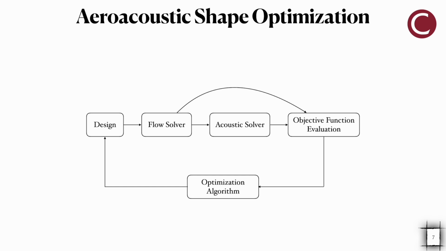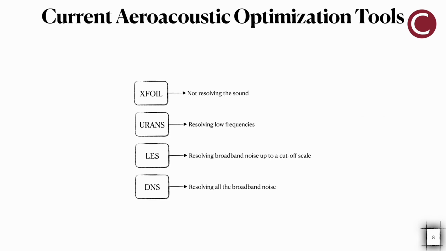So by using different components for the flow solver and acoustic solver and also the optimization algorithm, we can have different frameworks for aeroacoustic shape optimization. So the success of an acoustic shape optimization framework largely depends on the combination of techniques employed for each of its components. So let's talk about each one of these components, the flow solver, acoustic solver, and the optimization algorithm. I'm gonna go over each one of them very briefly.